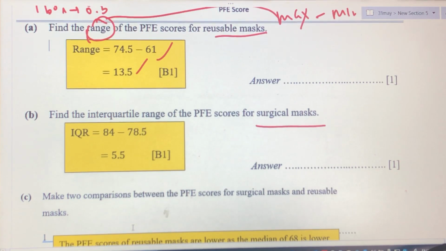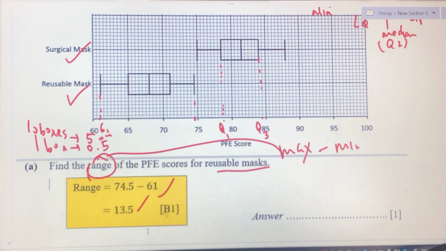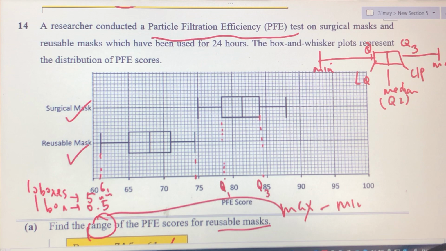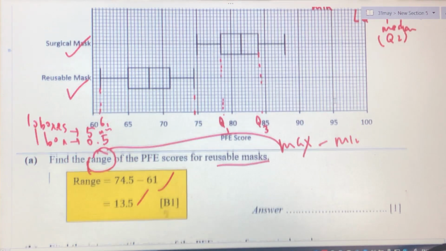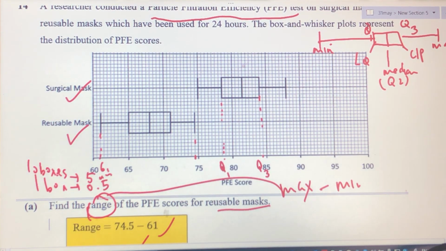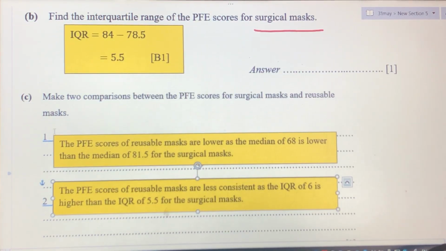Now make 2 comparisons. Normally when they say make 2 comparisons, you can find the median here and the median here, and you use the median to compare first. Then after that, because you can also find the interquartile range, you use the interquartile range to compare. Very, very simple, standard answers. So you go and check.